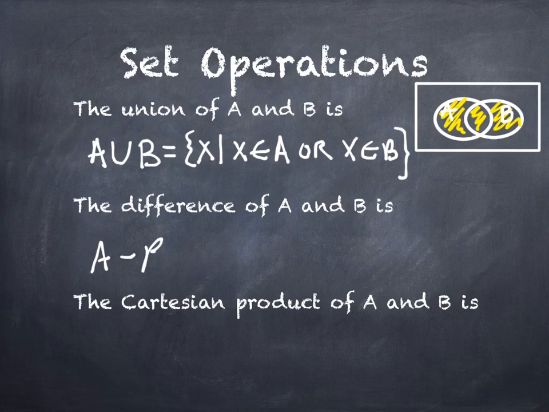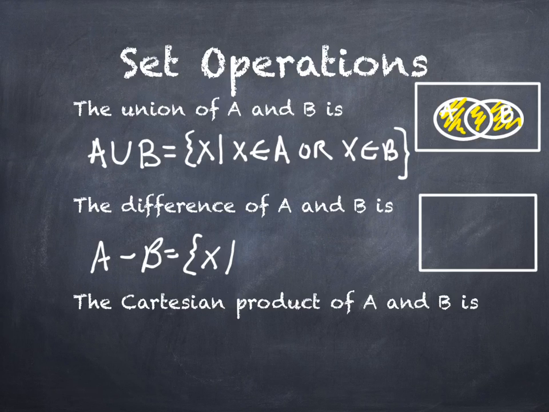A minus B. And we're going to have to start with X such that. And actually, I think it might help for us to do the picture first, just like we did last time. So I had two overlapping circles. Here's A and here's B.